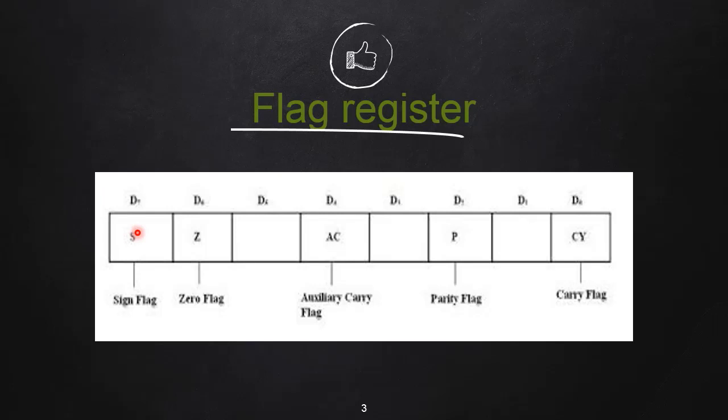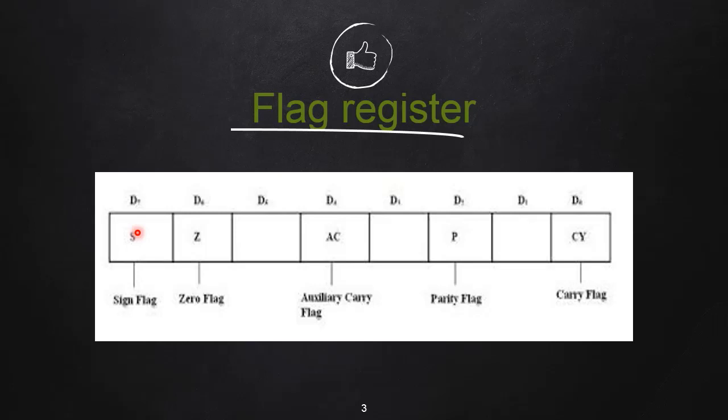So what is the sign flag? Sign flag is basically used to check the sign of numbers. Using the sign flag, you can determine whether a number is positive or negative. The sign flag can be set or reset. When it is reset, it will be 0, and when it is set, it will be 1.